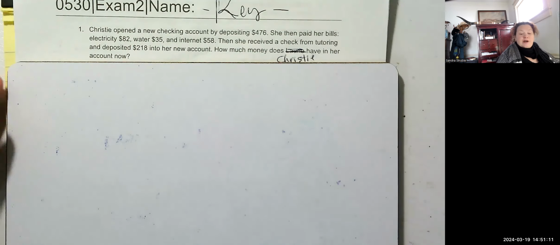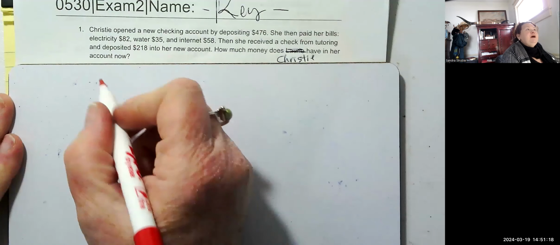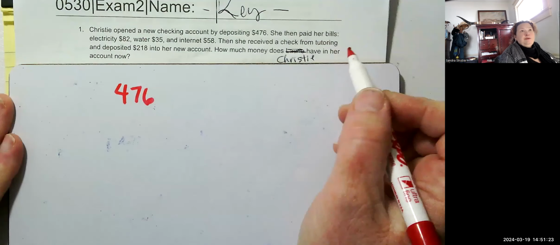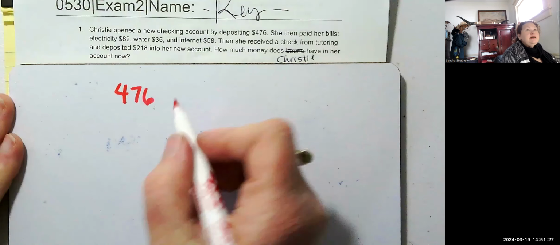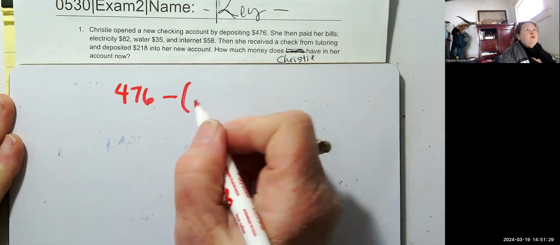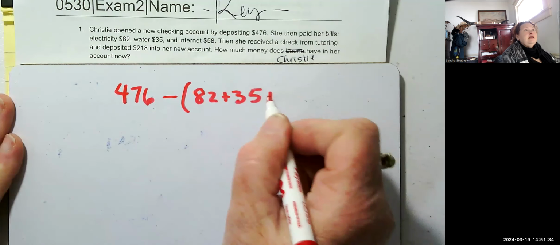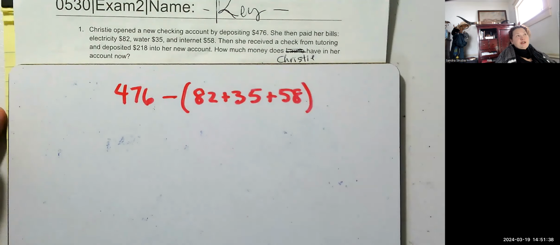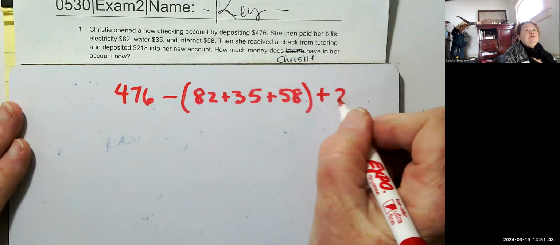Okay, the majority of you got this correct. I just want to do it real quick for you so you have that. All right, she started by depositing $476. She then paid her bills. Her bills are going to be subtracted from what she put into the account. So she's subtracting 82, 35, and 58. Then she receives a check from tutoring and deposits that into her account. So that's another positive of $218.